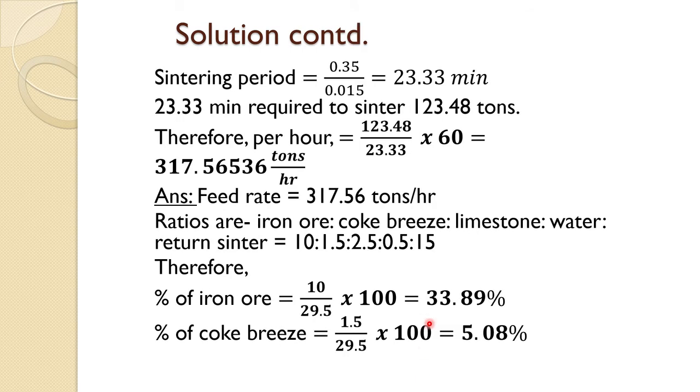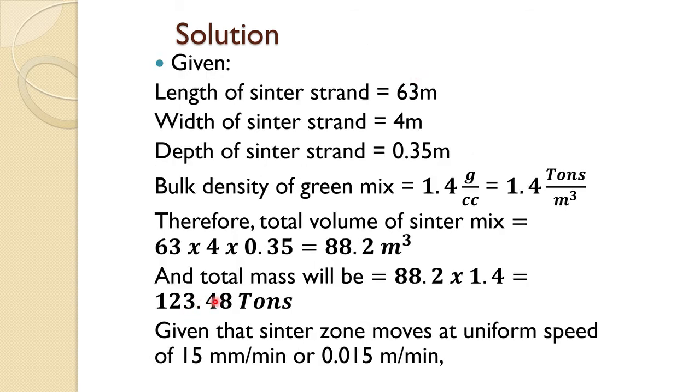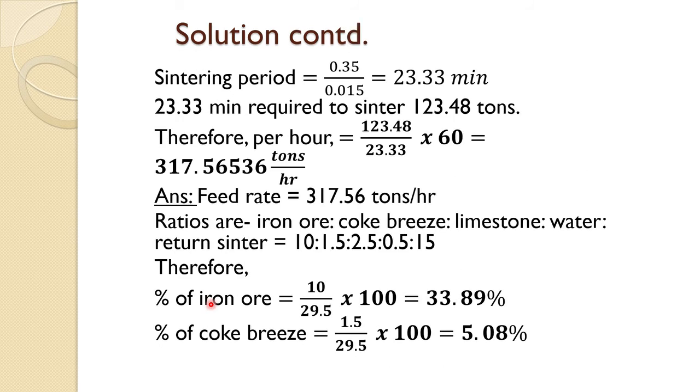So, the sintering period we can calculate in that way because the bed depth is given as 35 millimeter. From that we will get the sintering time of 23.3 minutes. So, it will take about 23.3 minutes, and in 23.3 minutes the total mixture getting sintered is about 123.5 ton. Therefore, on a per hour basis, it will come to 317 tons per hour.